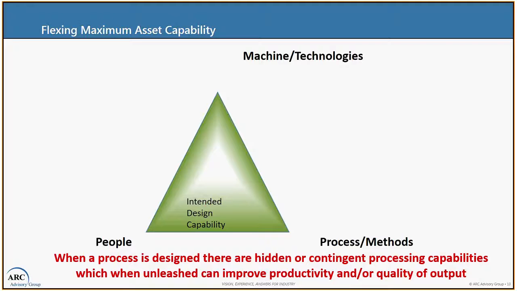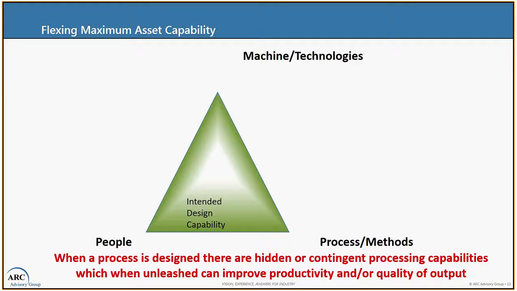The analogy is building up and flexing your manufacturing muscles using the original body, or in this case, the original machines and production equipment. The plant or machine is based on the engineering principle that when designing a process, there are hidden or contingent processing capabilities that you need to take advantage of to improve your production performance.